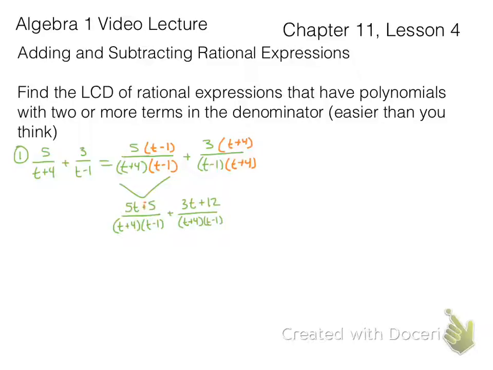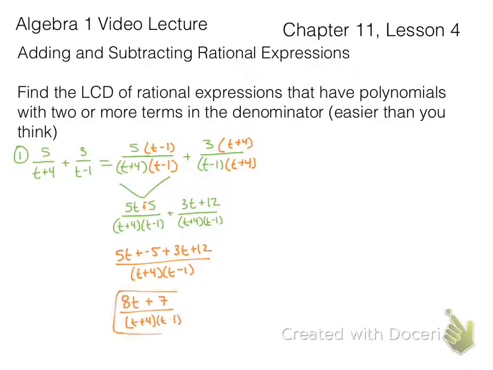And then I'm going to combine like terms. So 5t plus negative 5 plus 3t plus 12 is really equal to 8t plus 7 over t plus 4 times t minus 1. So this one's actually pretty easy because really you're just multiplying the two denominators together to get your LCD. It's actually easier probably than the last one.